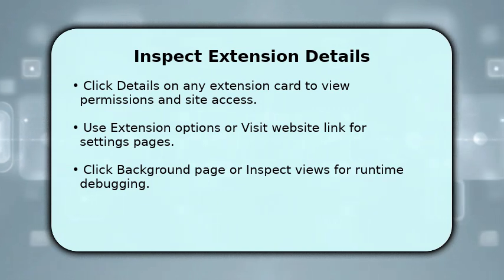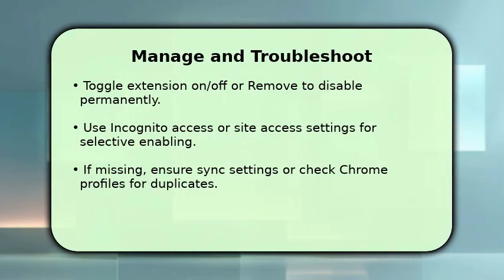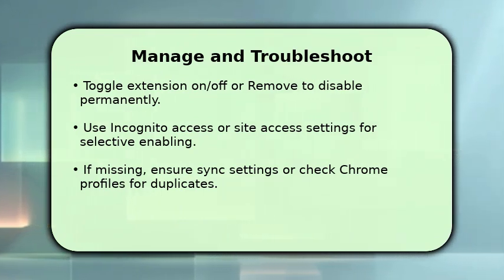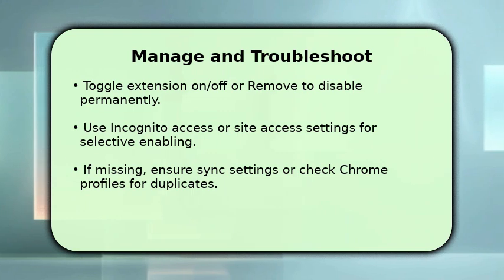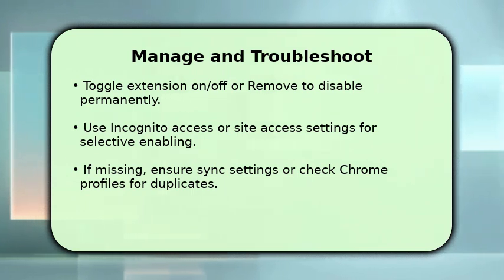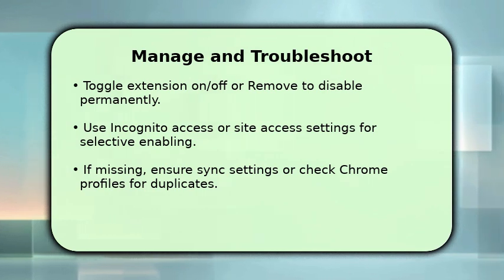Toggle an extension off to stop it immediately, or click Remove to uninstall it. Make sure incognito access or site access settings are set correctly if an extension isn't appearing where expected. If an extension seems missing, check you're in the correct Chrome profile and confirm sync settings. Sometimes extensions live only on another profile or device. If problems persist, restart Chrome.